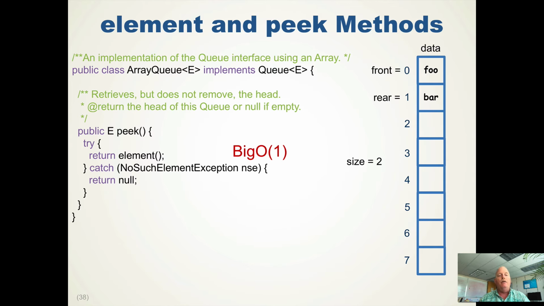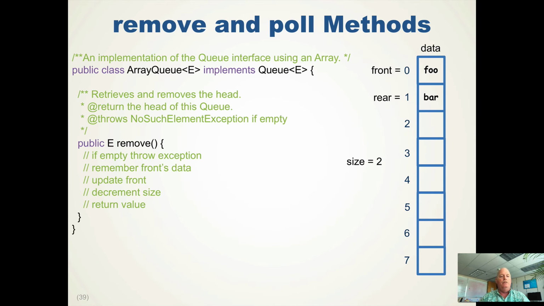And then the last pair of methods are the remove and poll methods. The remove method throws an exception if the queue is empty. So we need to check to see if it's empty. We need to remember the value at front. We're going to update front. We're going to decrement the size, and then we finally return the value that was at front before we updated the front. Very similar to the linked implementation where you've got to remember the value before you update the pointers. Same thing here. You can consider that front is sort of like a pointer to the item, so you need to remember the item before you move front.